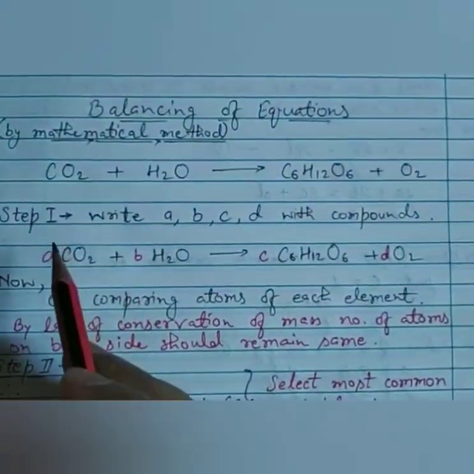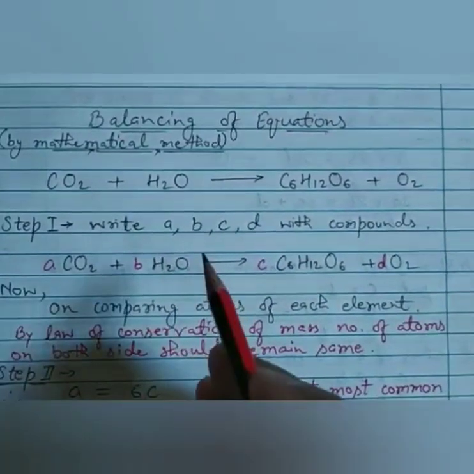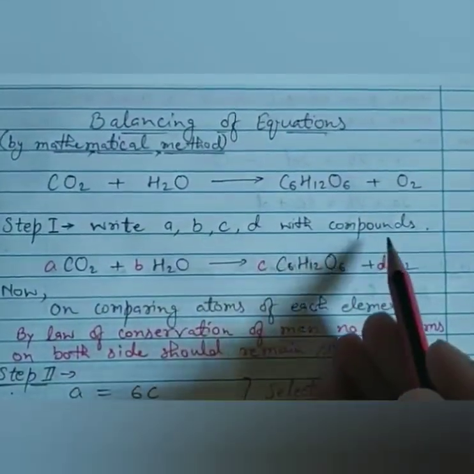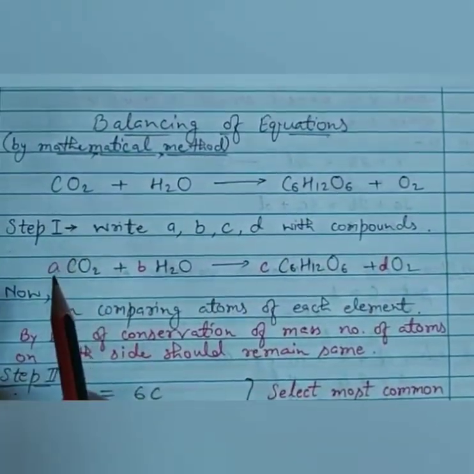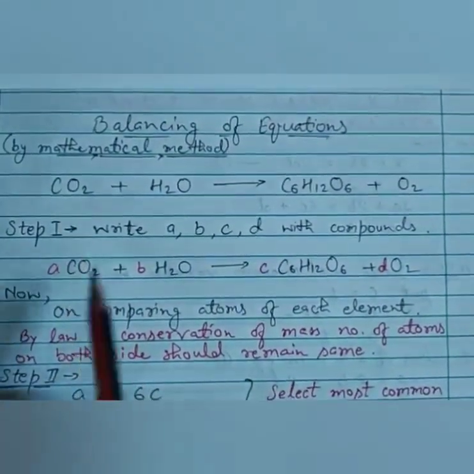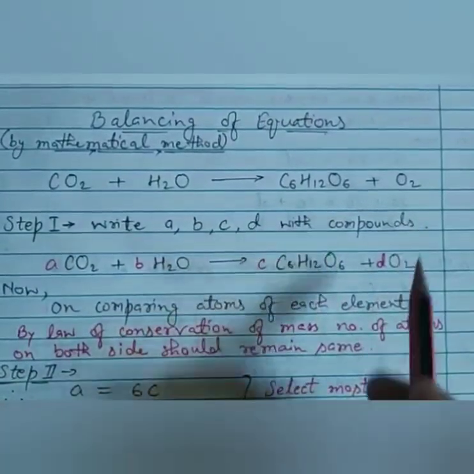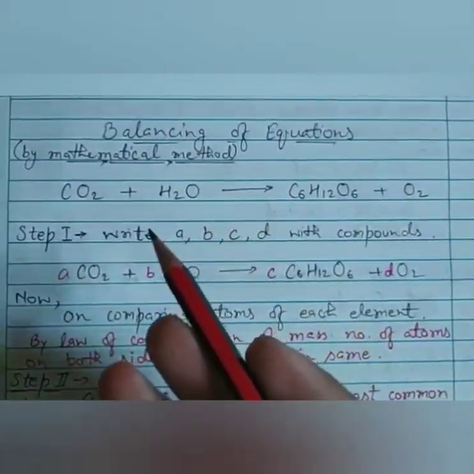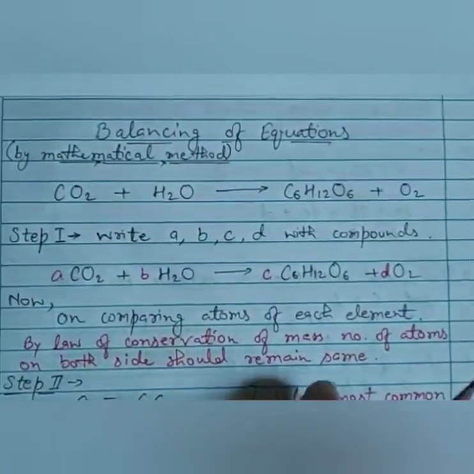Step 1 will be to write A, B, C, D. You can use any variable with compounds. You can see here with each compound I have put A, B, C, D. You can increase the number of letters as the number of compounds in the reaction increases.